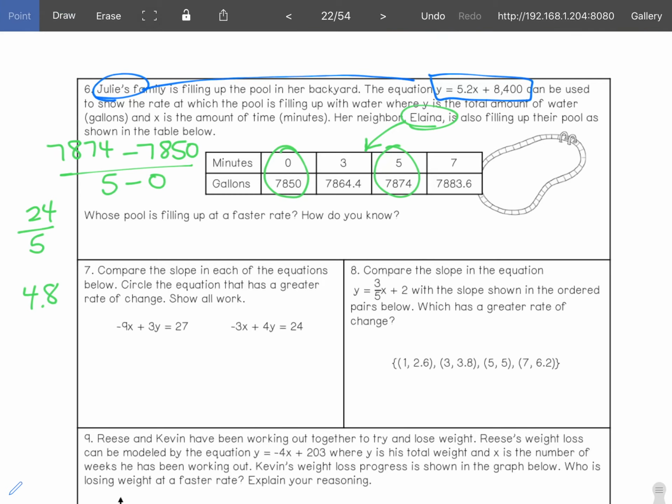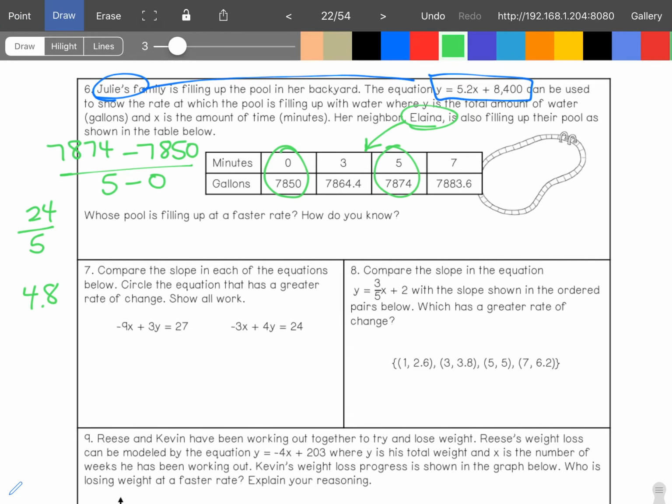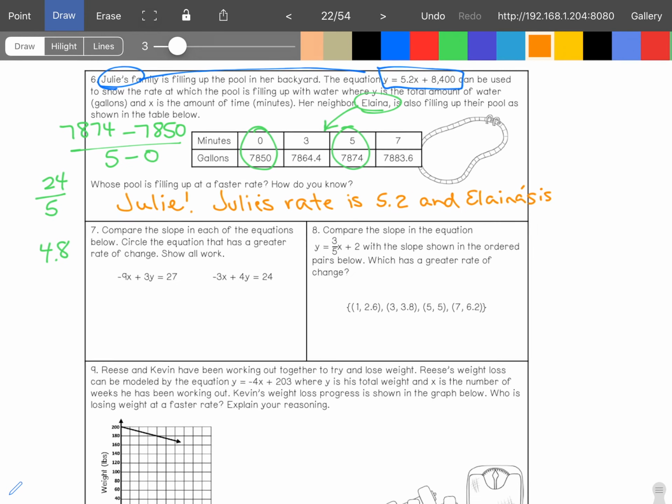So whose pool is filling up faster? Elena's has a rate of 4.8. Julie has a rate of 5.2. So I think we could agree that it is going to be Julie. And it says, how do you know? Julie's rate is 5.2, and Elena's is, what did we say hers was? 4.8.